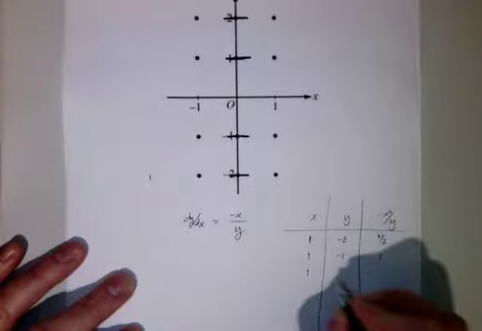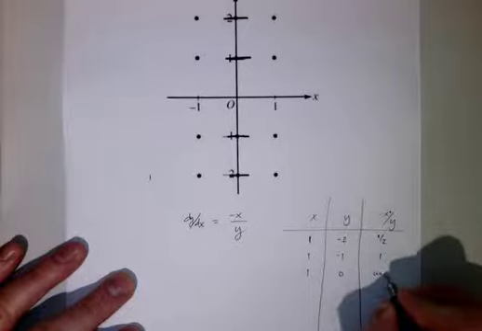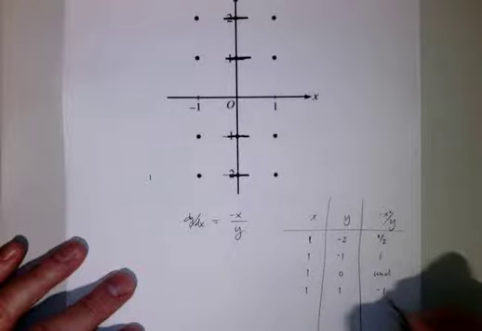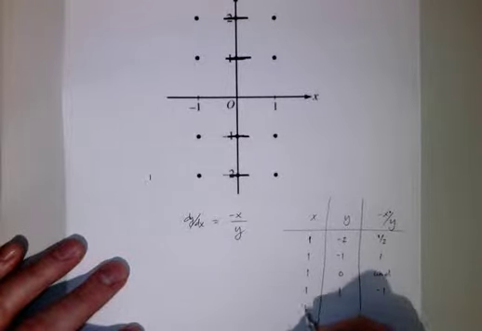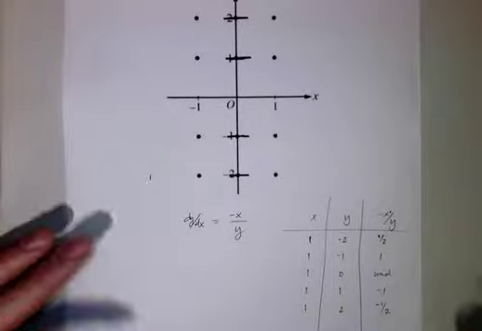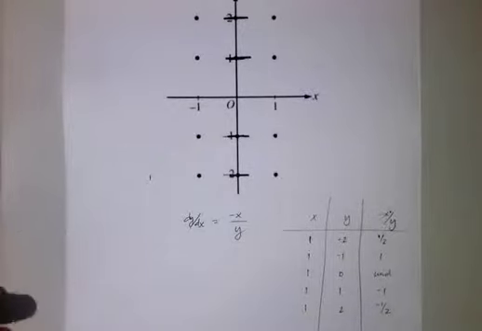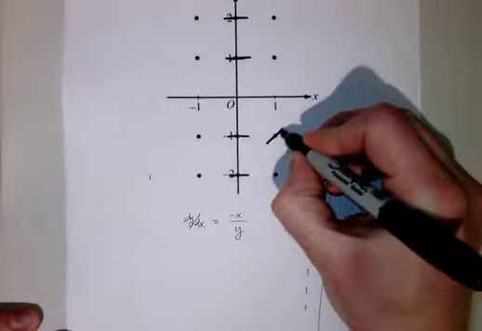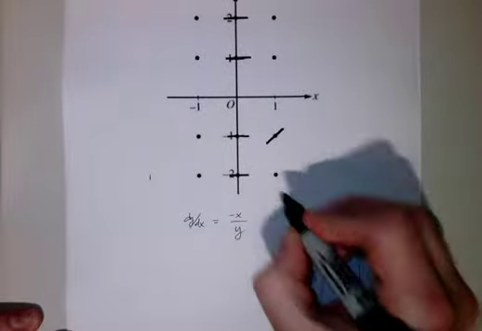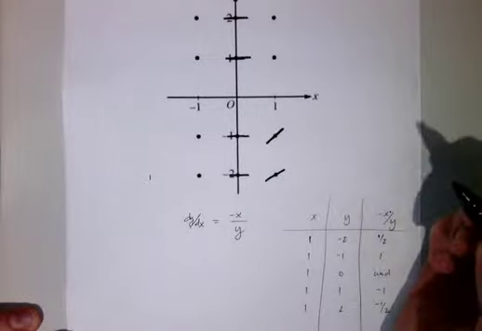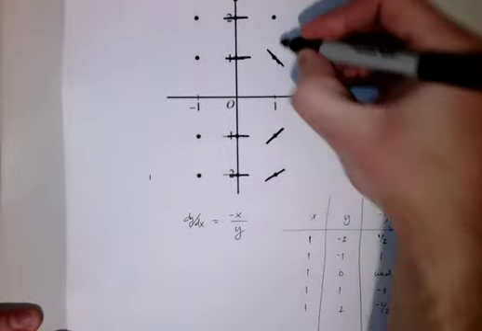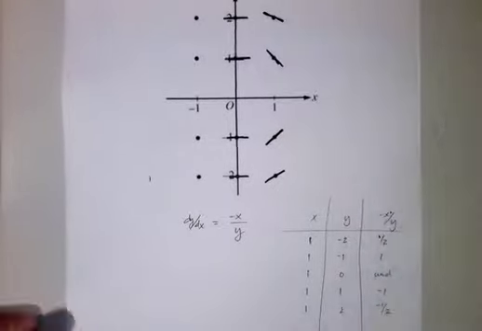If x is equal to 1 and y is equal to 0, that's undefined, okay? If x is equal to 1 and y is equal to 1, that's going to be negative 1. If x is equal to 1 and y is equal to 2, that's going to be negative 1/2. Well, we can go ahead and plot those. So obviously, the easiest one to do is 1, negative 1, and we have a slope of 1. At 1, negative 2, we have a slope of 1/2, so it's just a little bit flatter. Here at 1, 1, we have a slope of negative 1, and here at negative 1/2.